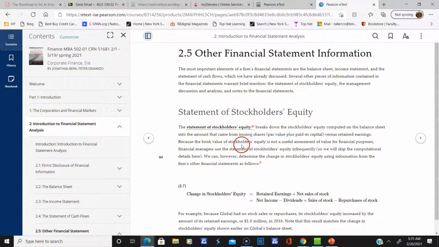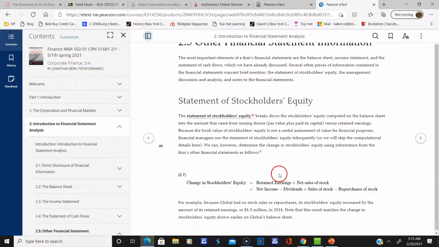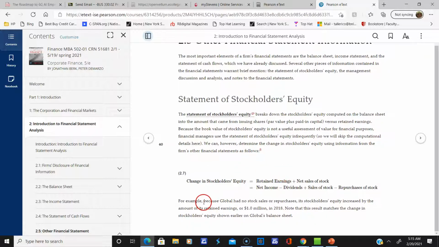All right, so the book value of stockholders' equity is not a useful assessment for financial purposes, right? Because financial managers use the statement of stockholders' equity infrequently, so we will skip the computational details. We can, however, determine the change in stockholders' equity using information from the firm's other financial statements. So this is what I was talking about. This is like the statement of retained earnings, right?